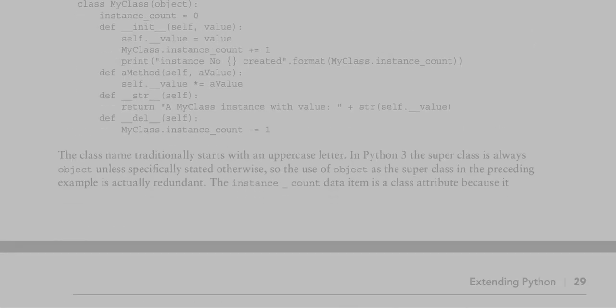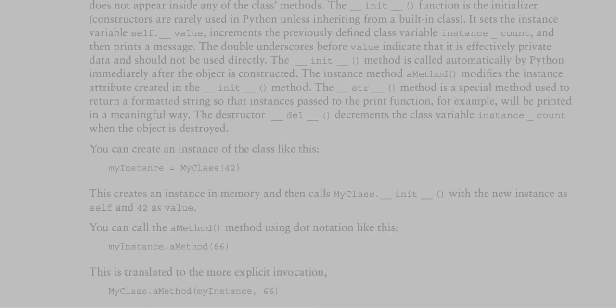class MyClass(object): instance_count = 0. The class name traditionally starts with an uppercase letter. In Python 3 the superclass is always object unless specifically stated otherwise, so the use of object as the superclass in the preceding example is actually redundant. The instance_count data item is a class attribute because it does not appear inside any of the class methods.